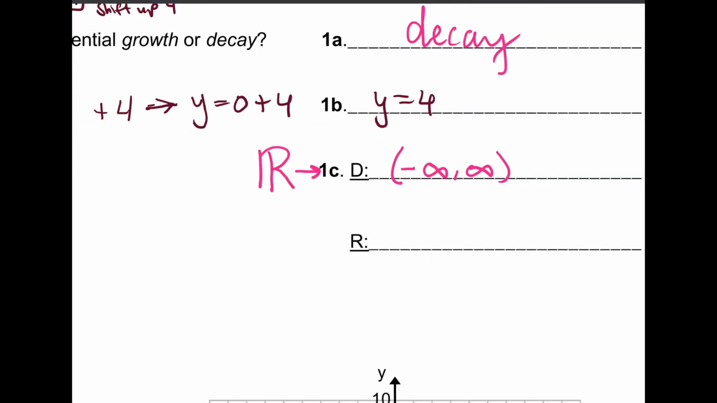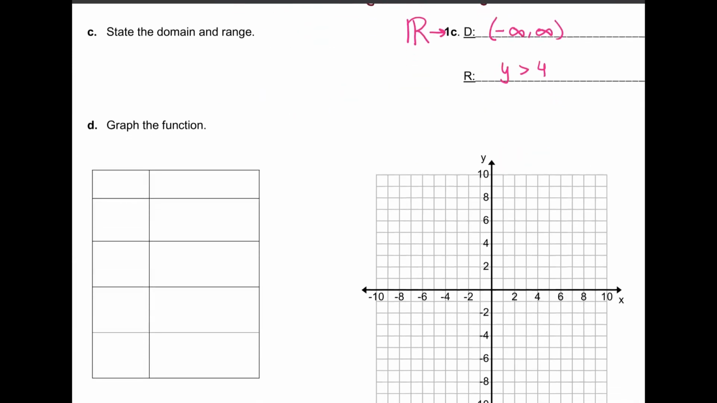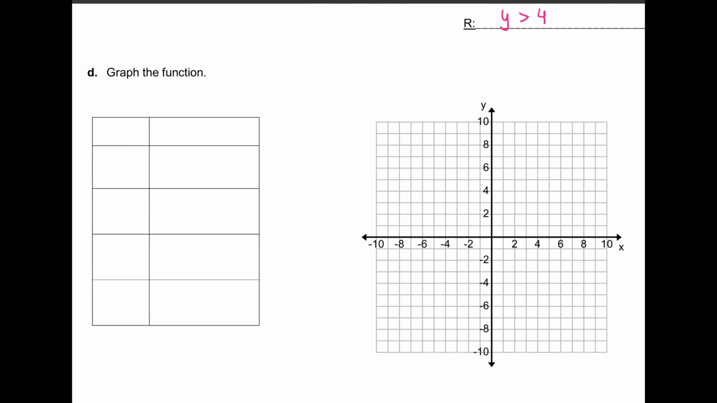Okay. What about the range? Do we know what the range will be, or should we graph it first? Y is greater than 4. Even if we didn't see that right away, it's because we don't touch the asymptote. The asymptote is the freeway median. We get close to it, we don't touch it, and we don't cross it. So it's going to be y is greater than 4. I'm drawing my dotted line. That's the asymptote, y equals 4. Technically it would be 4 to infinity.